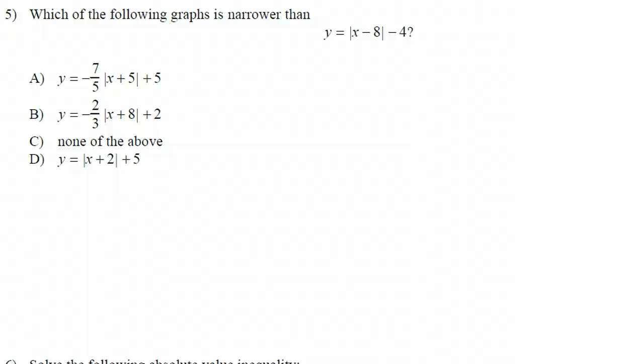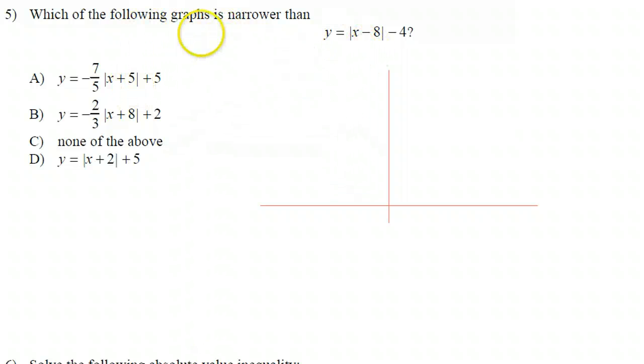For number 5, it says, which of the following graphs is narrower than this? So we want to find out which one is narrower. One way we could do that is just by graphing. So I'm just going to create a quick graph here, but you probably want to use one of the ones that are actually already created for you. That way you can make sure that your lines are nice and even and set up correctly.